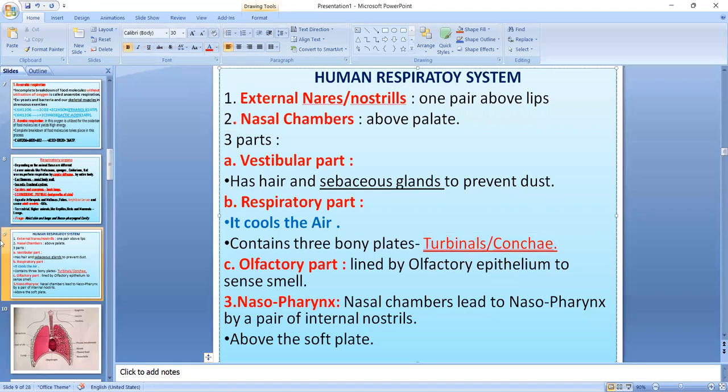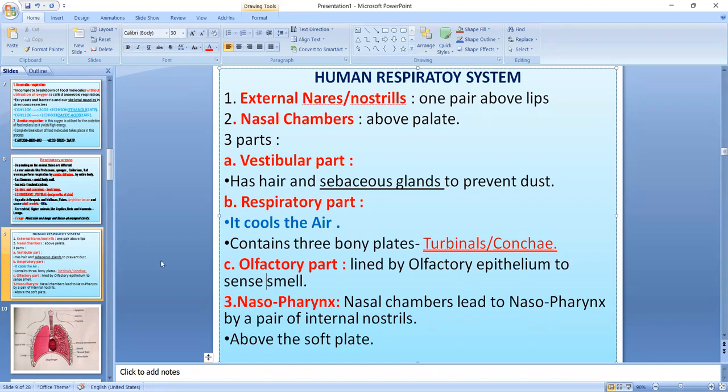Then the third part of the nasal chambers is the olfactory part. That is useful for sensing the sense of smell. To identify smell, we will have neurons here, which can identify the smell.